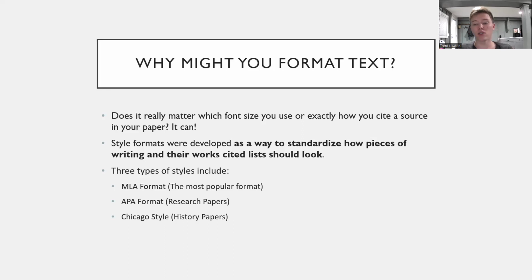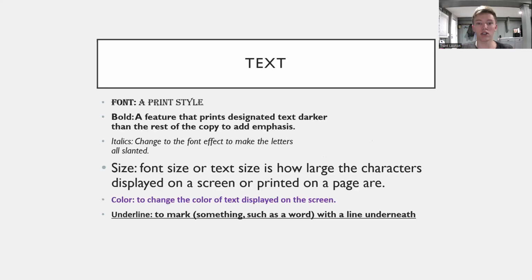APA format is more for research papers. And then there's Chicago style, which is for history papers. So you might come across these later on. I'm not going to go too deep into each format, but just have an idea of different kinds of formats and different kinds of organization skills that you might need to carry on after this lecture.